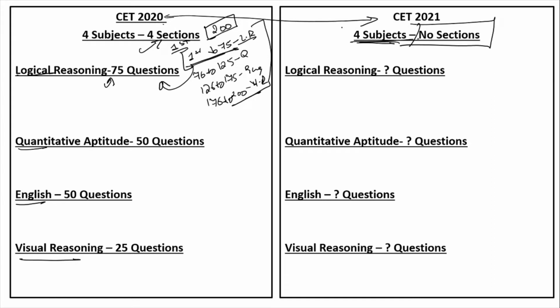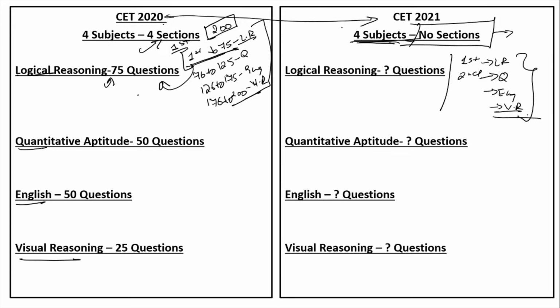But in 2021 there was absolutely no section. By that I mean, let's assume the first question is of LR, the second question not necessarily should be of LR; it could be of quant, English, or visual reasoning as well. So there was no particular pattern of questions that was followed. The questions were scattered throughout the paper. So this was one major difference.